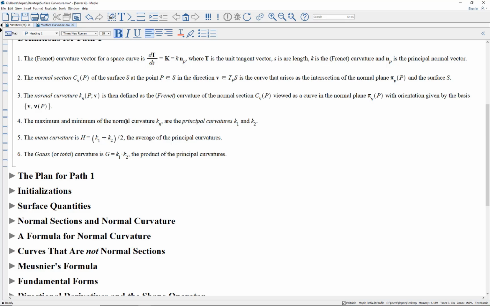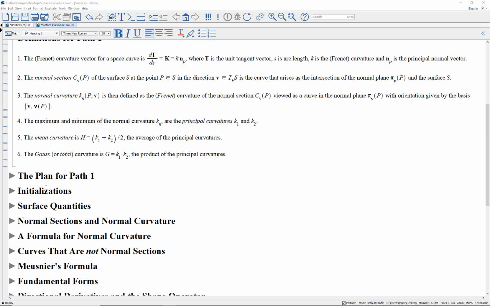Depending on the orientation of this tangent vector v, you're going to get different values for the curvature of one of these normal sections. Well, the max and min of this normal curvature are called the principal curvatures, and they're designated K1 and K2. The mean curvature is the average of these principal curvatures, and the Gauss or total curvature is the product.